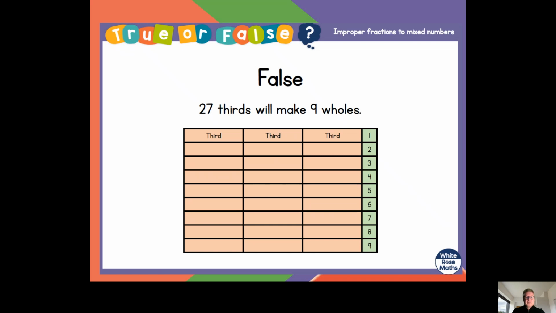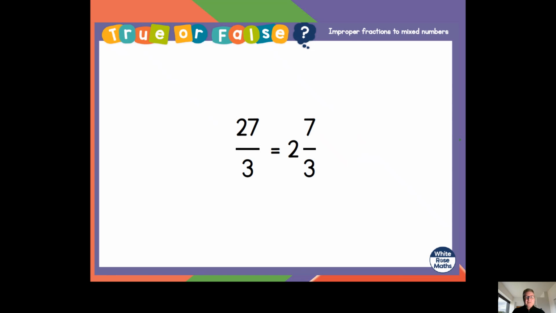So it was false. 27 thirds will make 9 wholes. Go back and have another look if you need to. Pause the video, jot it down, work it out, work backwards. You now know the answer. Do everything you can to help yourself.